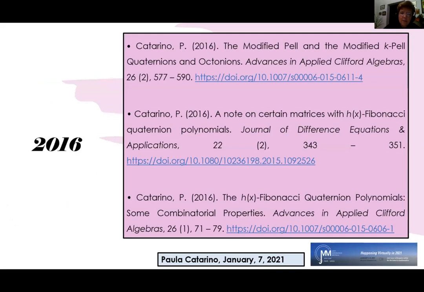In 2016, we have three more papers about the sequence that I mentioned before. The first one was on modified Pell and modified kappa Pell quaternions and octonions. The second one was again about the first sequence that I published in 2015. The difference is that now I consider some types of matrices whose entries are exactly elements of this sequence. And the third paper was about some combinatorial properties of the first sequence that I have presented here.